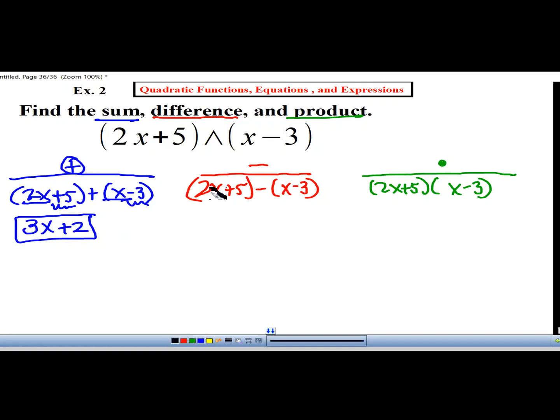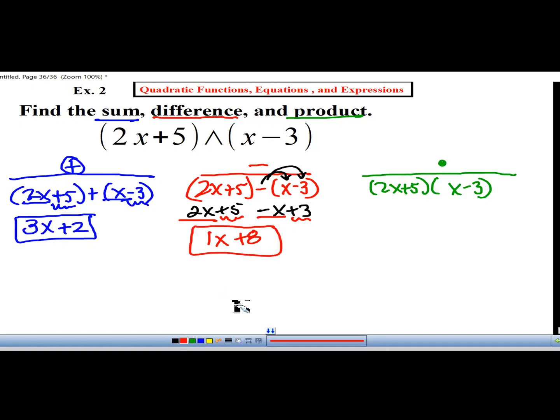For subtraction, we got 2x plus 5 in parentheses, then minus parentheses x minus 3. What is the most important part of this one, guys? To distribute the negative into the second parentheses. Don't forget that. So this is negative x plus 3. Bring down the 2x plus 5, and now we can combine. What is 2x minus 1x? That's 1x. And what is 5 plus 3? That's 8. That's our difference.